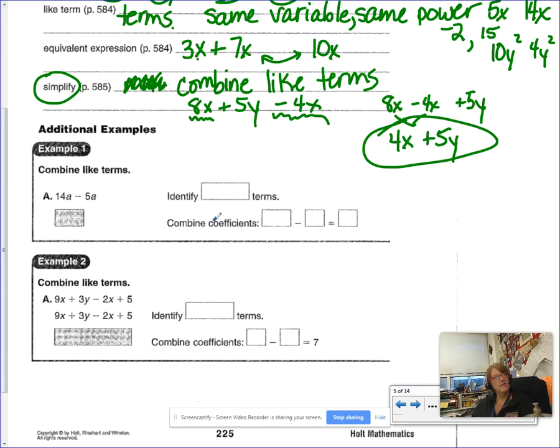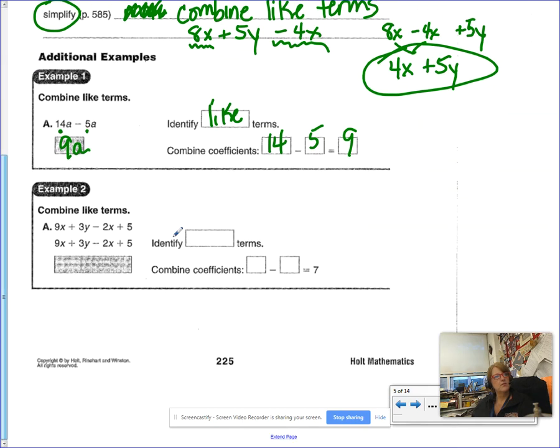14a minus 5a. Look for the like terms, okay? Combine the coefficients. What is that word? The coefficient means the number that is in front of the variable, multiplying the variable. 14 minus 5 is 9. That's what you're thinking in your head. So you have 9a.